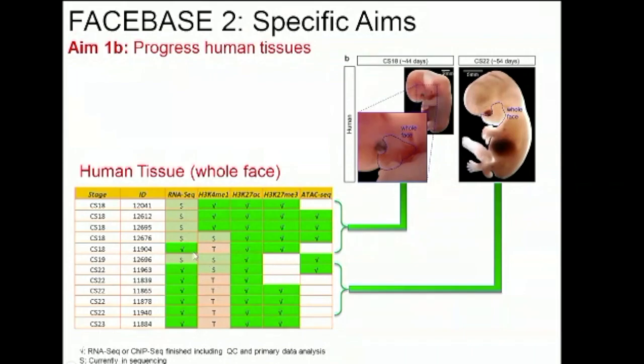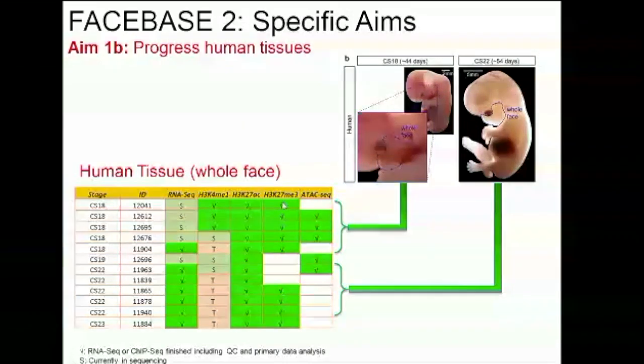And what you can see here is that we now have a nice K27 acetyl data set, probably the most important mark, for about a dozen or so samples. And then we're starting to fill in these other data points. We have RNA-seq for most of them. These ones that say S mean we're still sequencing the data, but hope to have that soon.